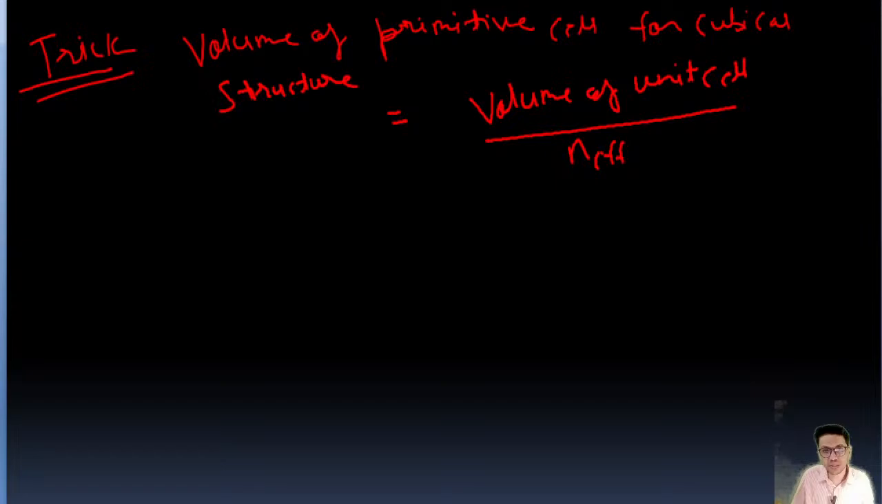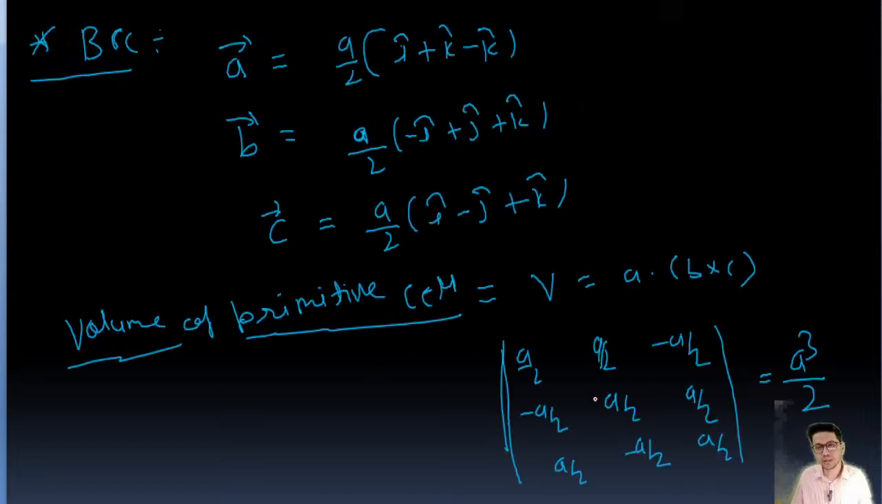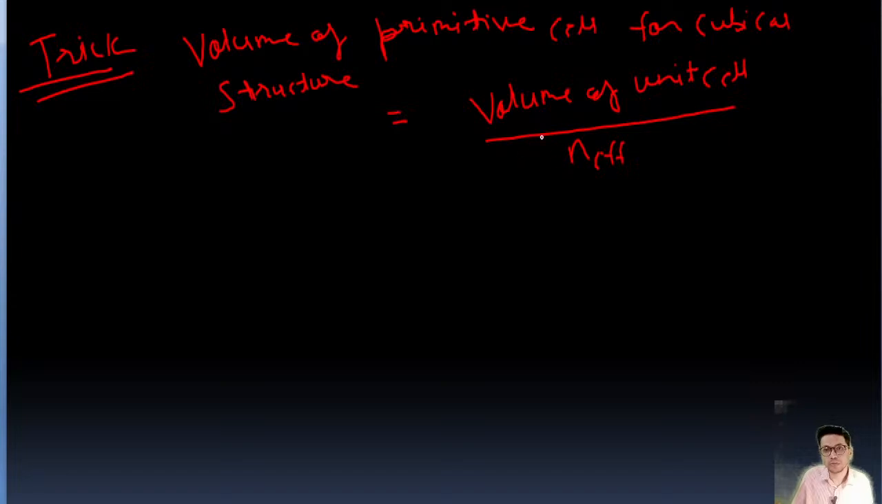If we see the BCC case, it's a cubical structure. We know the volume of the unit cell is a cube, and the effective number in BCC is 2. So this is a cube upon 2, the volume of the unit cell upon n effective, and this is valid only for cubical structures.